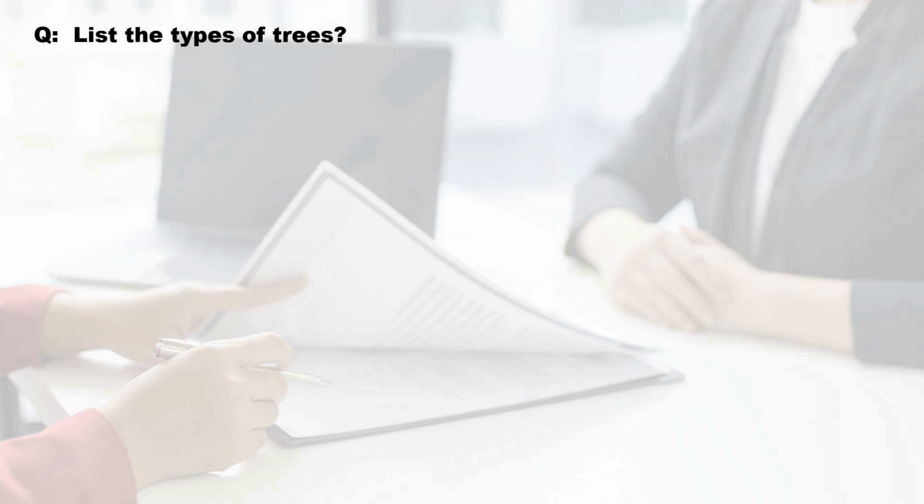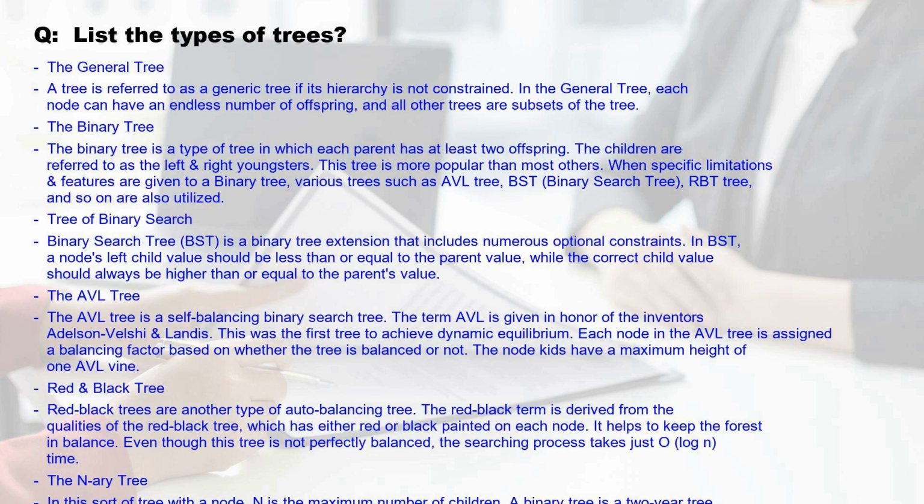List the types of trees. The general tree. A tree is referred to as a generic tree if its hierarchy is not constrained. In the general tree, each node can have an endless number of offspring, and all other trees are subsets of the general tree. The binary tree.